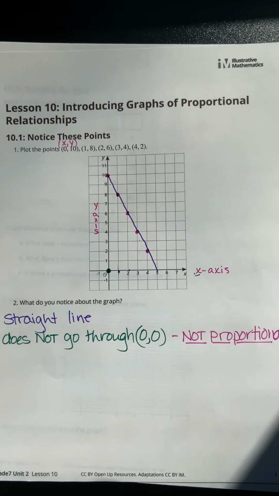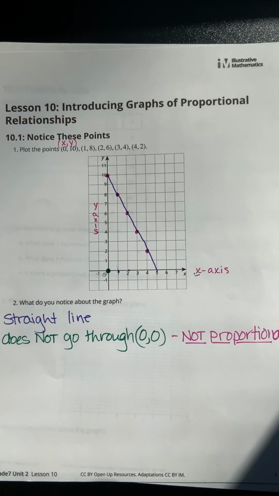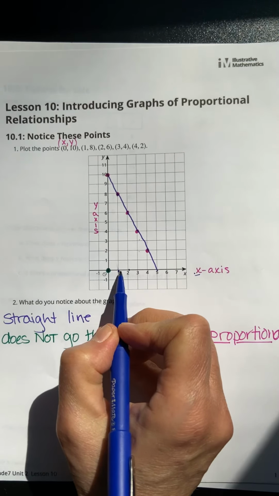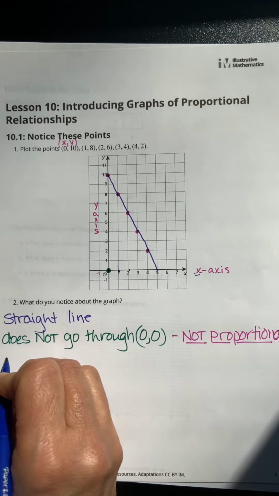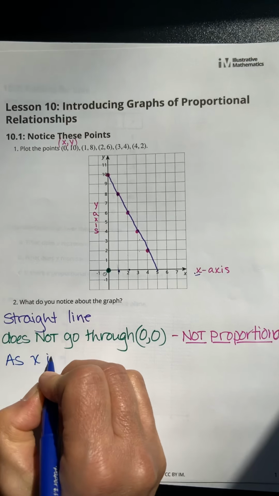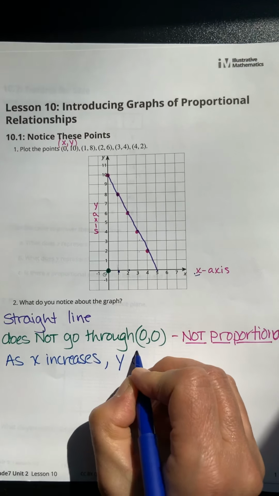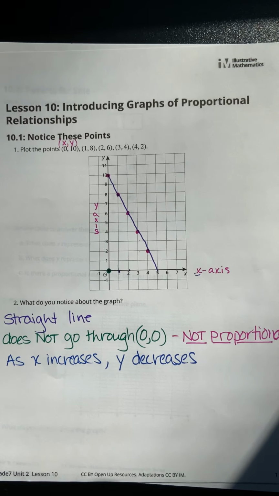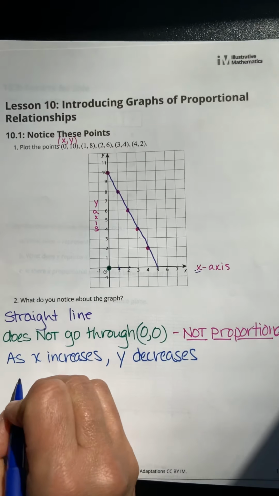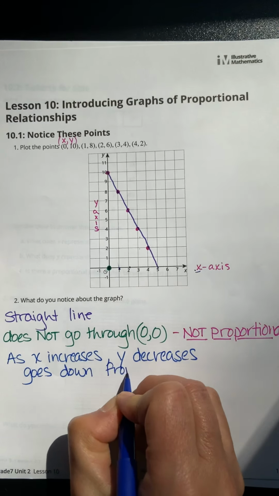A couple other things it tells me: as x increased, y decreased, okay? When x went up to 1, y was at 8. When x went to 2, y went down to 6, okay? So as x increases, y decreases. In other words, the graph goes downhill from left to right, okay?